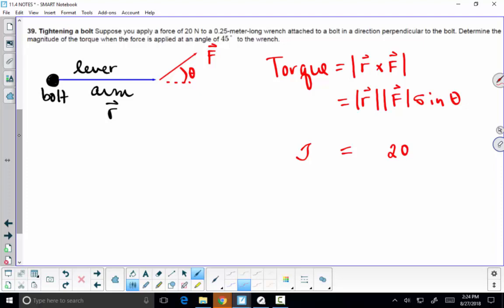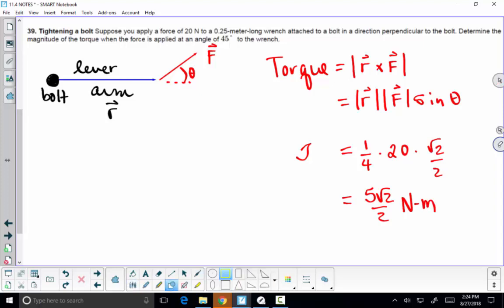The wrench is 0.25 meters long, so the length of the wrench, the magnitude of R, is only 1/4 of a meter. They tell us it's applied at an angle of 45 degrees, so sine of 45 degrees is √2/2. So our torque is going to be 5√2/2 Newton meters. That will be the torque.